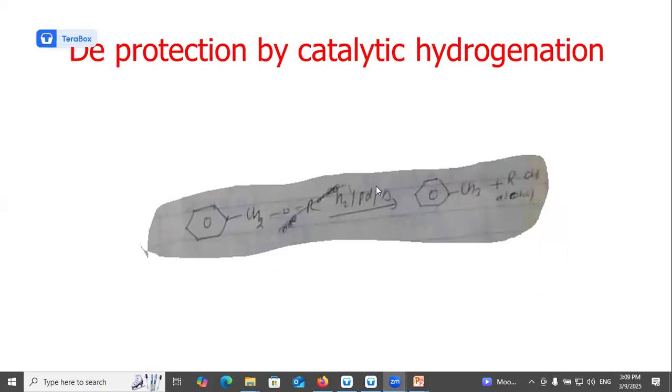Deprotection by catalytic hydrogenation. This benzyl ether is hydrogenated in the presence of a platinum catalyst and heated, and we will get alcohol.